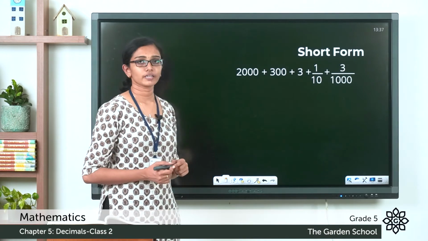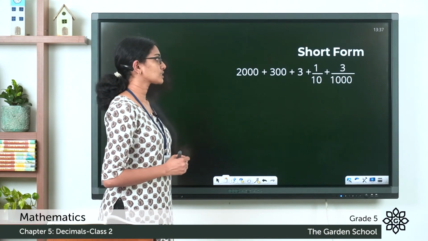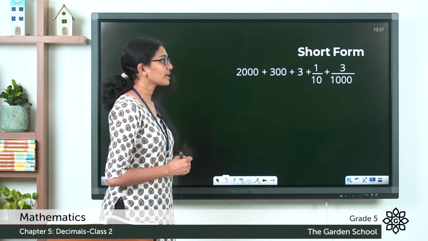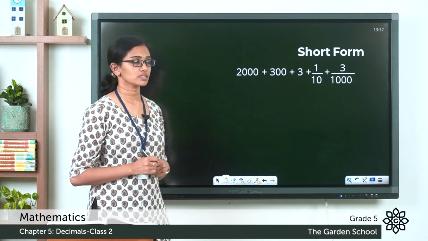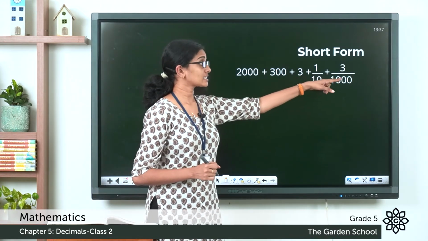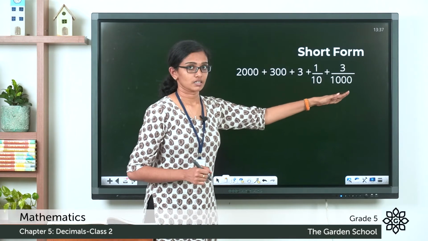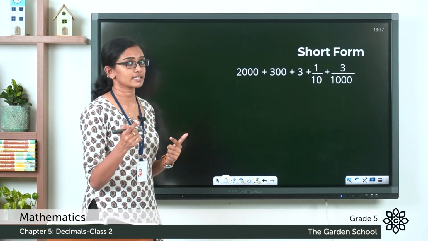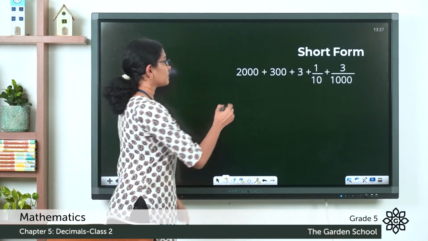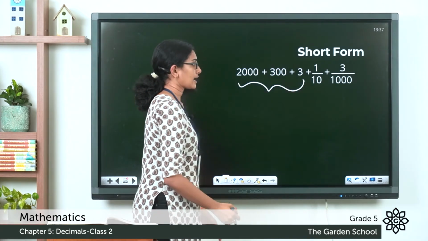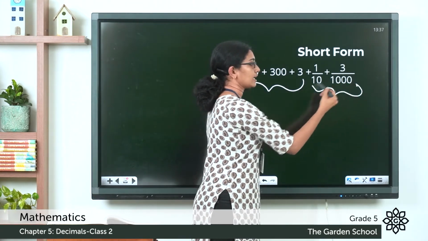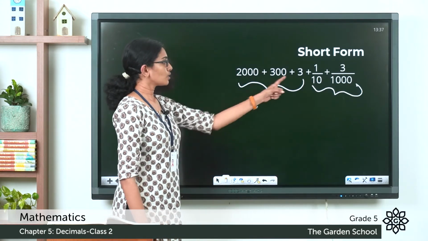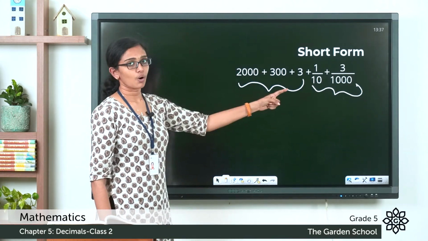Now, let's see one more example. We have this expanded form here: 2000 plus 300 plus 3 plus 1 by 10 plus 3 by 1000. So, this is 1 tenth and this is 3 thousandths. Note the spelling, it's 3 thousandths, there is T-H-S at the end. So, this part represents the whole number and this represents the decimal part.